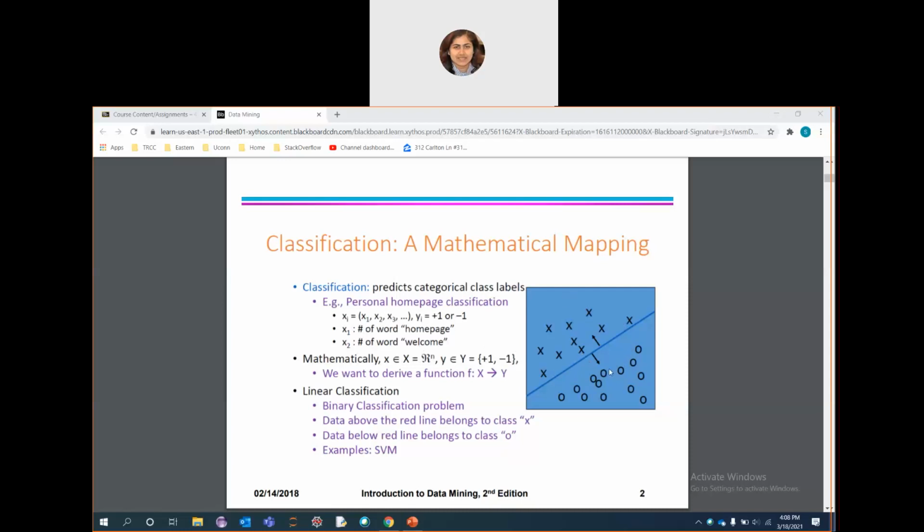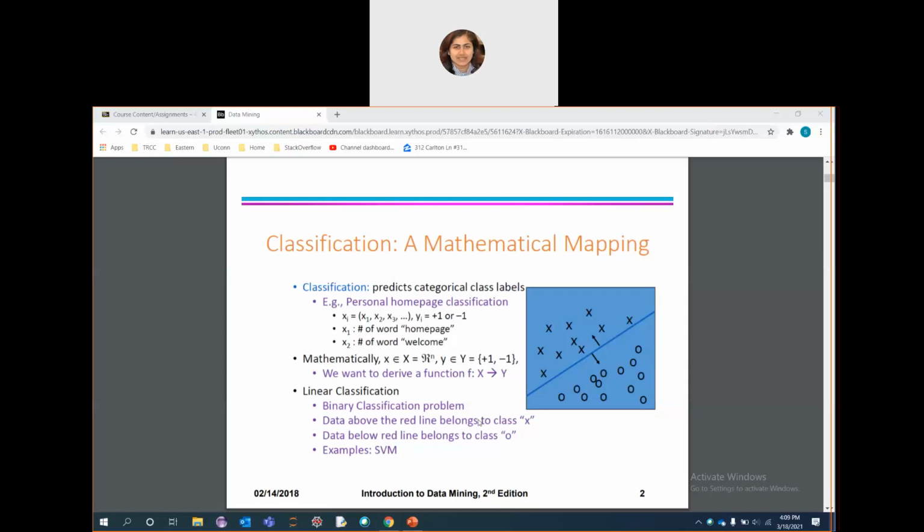And looking at the cross data or the circular data, in order to find a hyperplane in between them to distinguish or classify them, it should be derived in the format of a function. So this is the function actually: f maps x to y. So x is the set of features, and y is the label that you want to classify the data points with. Here, linear classification applies if you have a linear distribution of data.